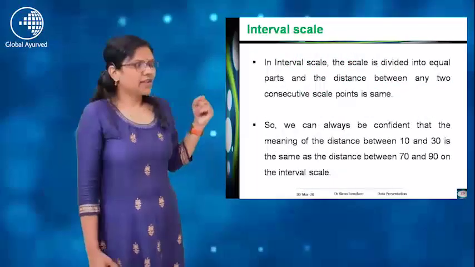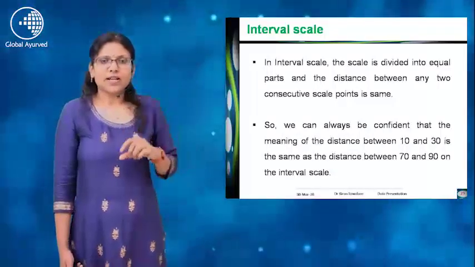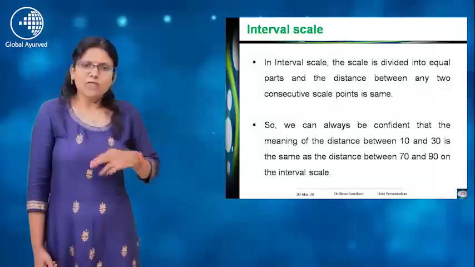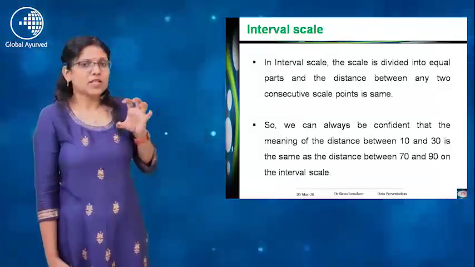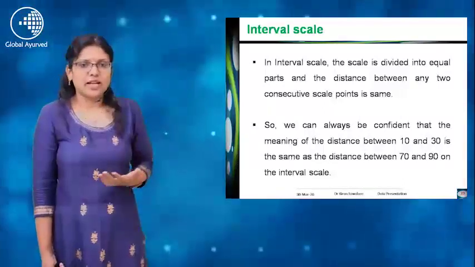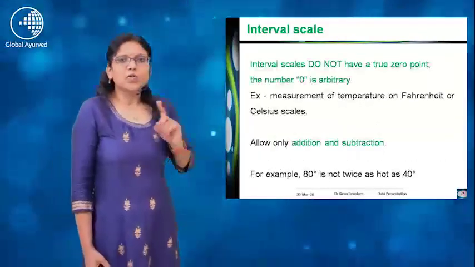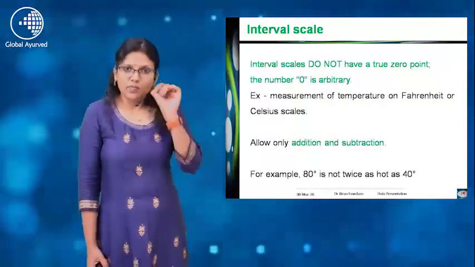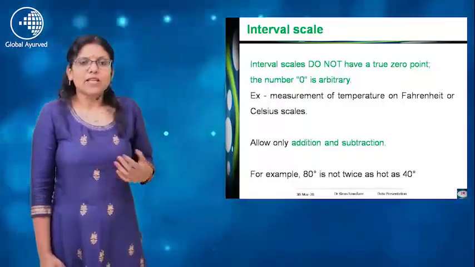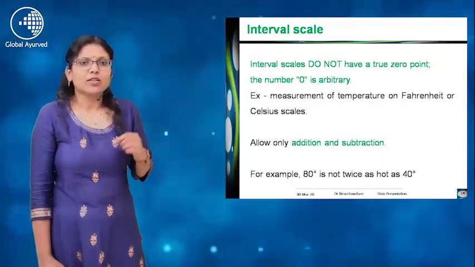Next we will see the interval scale. In the interval scale, the scale is divided into equal parts and the distance between any two consecutive scale points is the same. It means we can always be confident that the distance between 10 and 30 is the same as the distance between 70 and 90 on the interval scale. But the interval scale does not have a true zero point. The number zero is completely arbitrary in the case of the interval scale. For example, we take the measurement of temperature on a Fahrenheit scale or the Celsius scale.